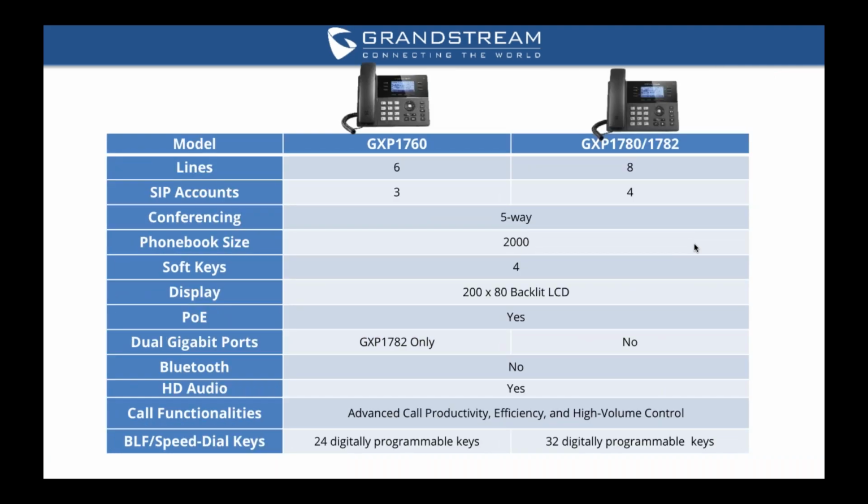So to now move up to the 1700 series, as you see the lines increase here, we have a 1760, which is going to give you 6 lines. 1780 and 1782 will both give you 8 lines. More SIP account support as well from the 1600s. Again, mid-range capacity here, 3 SIP accounts or 4 SIP accounts. And then for the most part, as it mentions, the 1782 gives you gigabit ports. The 1760 and the 1780 are both going to give you your standard 10/100 megabit per second ports.